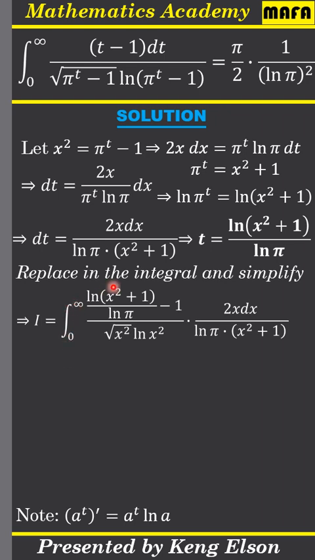Now let us replace bit by bit. All right, now I'm going to replace t with the ln of x squared plus 1 over ln of pi. So here is t, then minus 1.